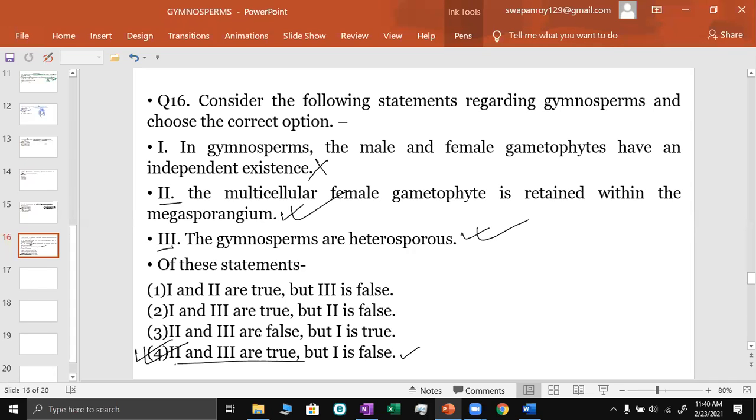Okay. So do you have anything to ask regarding the gymnosperms, or we will come to the next topic. Next topic means we will start with the angiosperms. Okay. Any question? Think quickly.